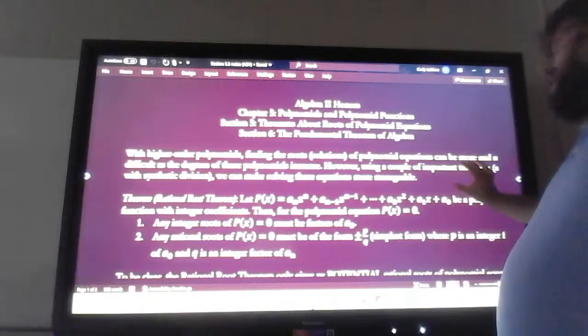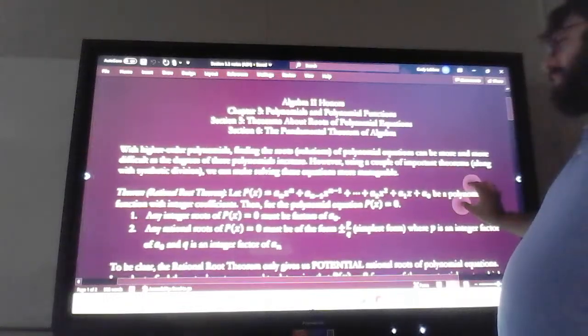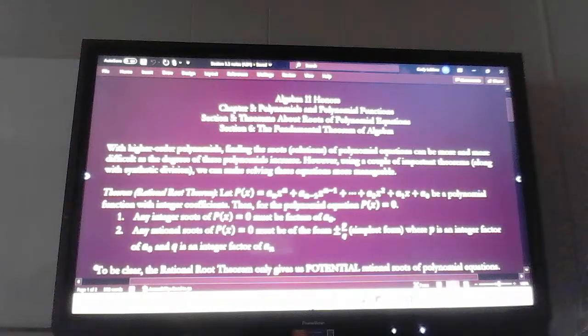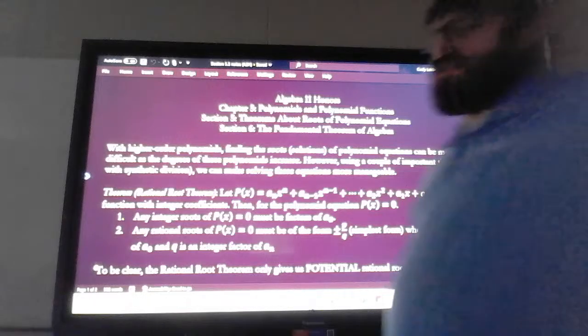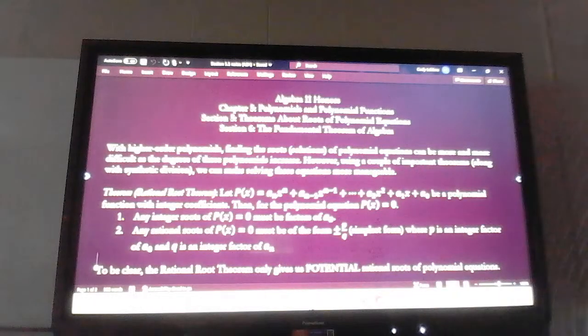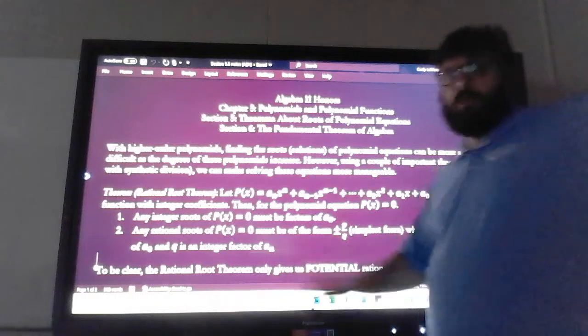Now, when you look at higher order polynomials, like we talked about finding solutions of quadratic equations and some higher order polynomial equations, but the higher and higher your degrees are, the more and more difficult it is to find those roots and to find those solutions. However, there are a couple of theorems that are going to help us along in making that process a little bit more manageable. First one is called the rational root theorem.